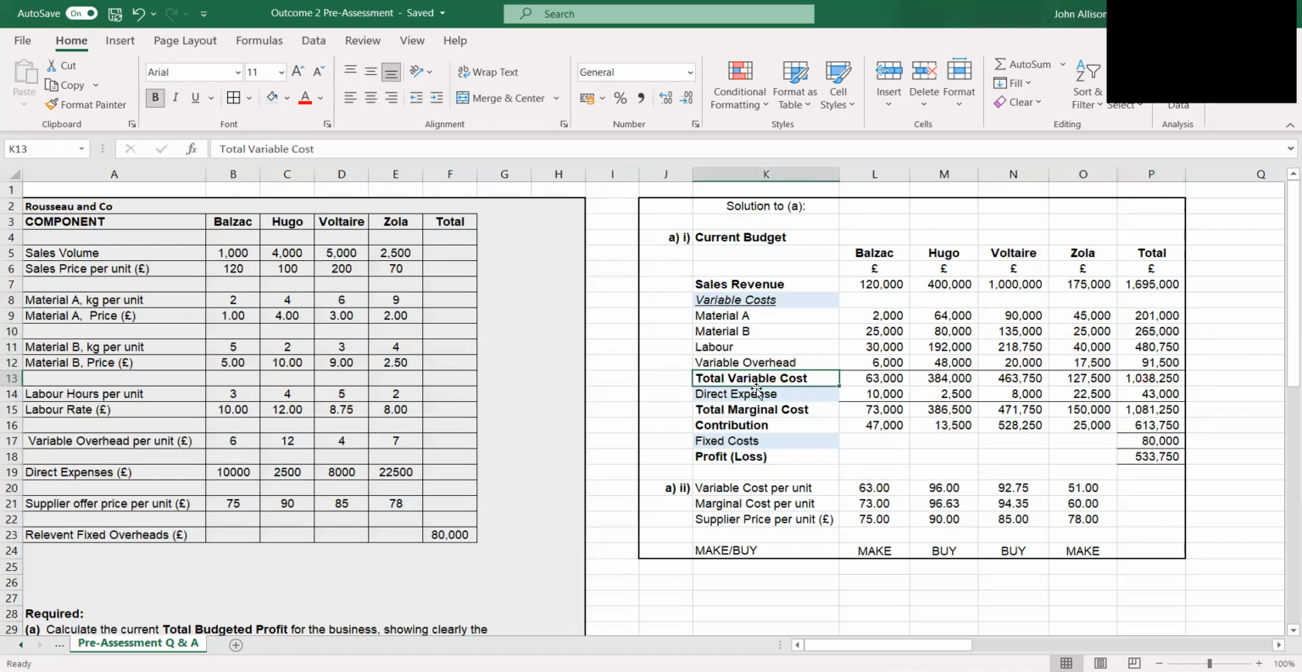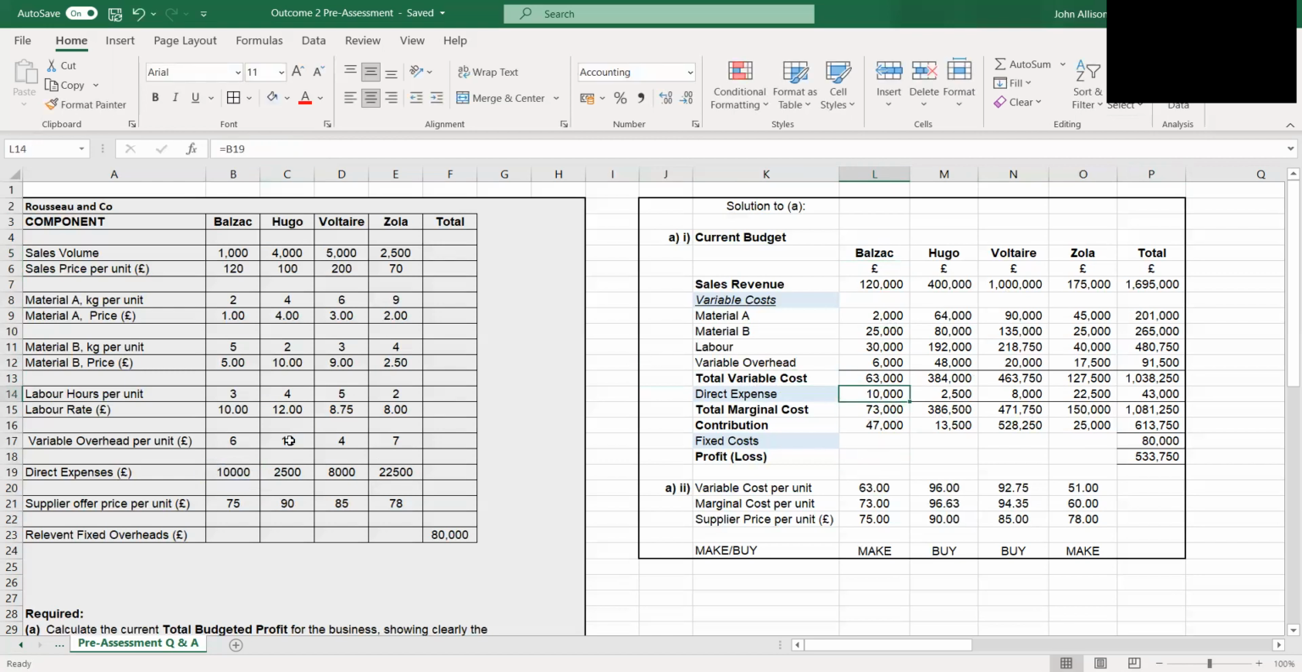To get to the total marginal cost, we have to add on direct expenses to the total variable cost. Direct expenses are one-off expenses for the use of a machine. So we rent a machine, which means for Balzac it will be £10,000 for a machine. It's a semi-variable cost in the sense it can be avoided if we choose to buy in Balzac and not manufacture Balzac, we can avoid the 10,000, but it doesn't vary with the quantity. So it's not exactly fixed in the sense we can avoid it, and it's not exactly variable in the sense that it doesn't vary with the number of units we produce. So we can produce a lot of units or a few units, we still have to pay the 10,000.